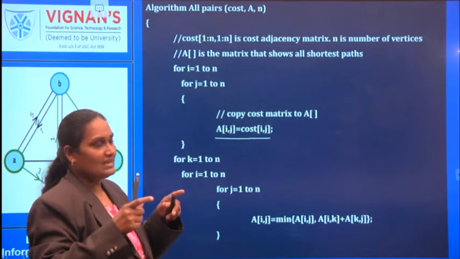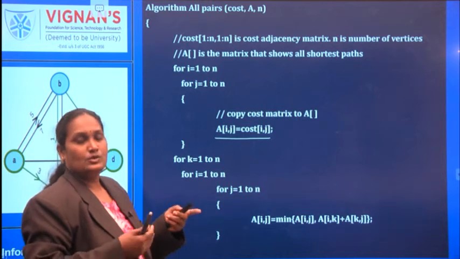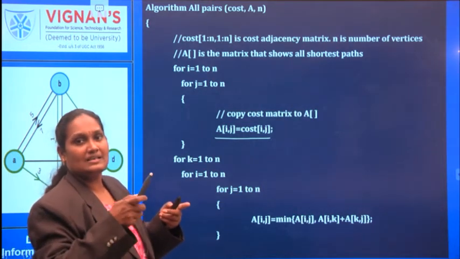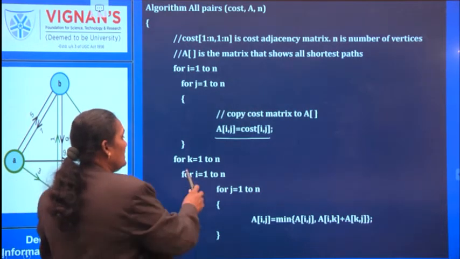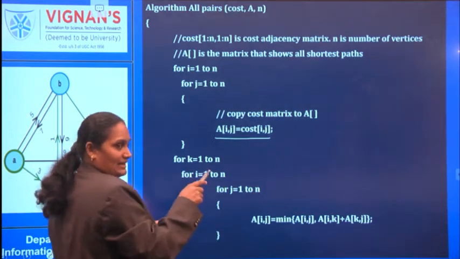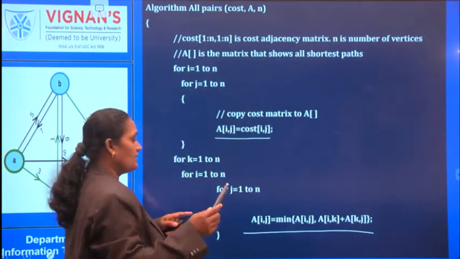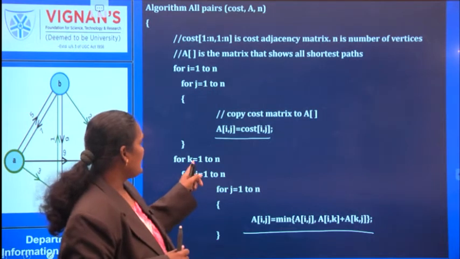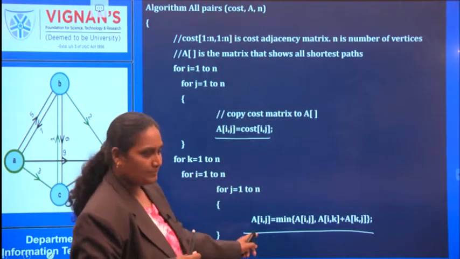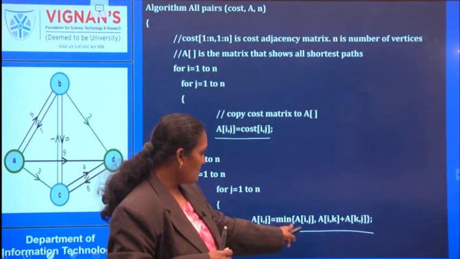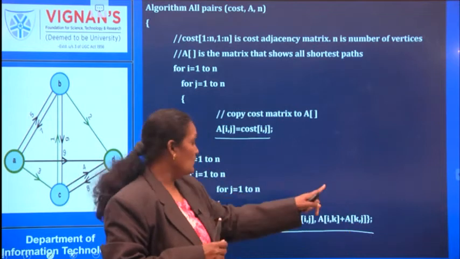So here, what is the shortest path matrix that we are going to find? To that matrix, we are first copying the cost matrix. Later we are going to update that matrix A by following this formula. What is the formula we are following? Let us see. For k is equal to 1 to n, for i is equal to 1 to n, for j is equal to 1 to n, Aij is equal to minimum of Aij comma Aik plus Akj. That is what it indicates.